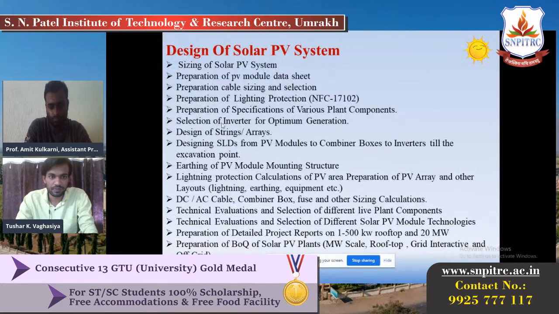So that is the lightning protection, and some of the specification requirements of the various plant components, also selection of the inverter, which type of inverter is based, either a string inverter or a central inverter. String and central come into the picture whenever your power plant is utility scale, right? But if it is a household, there is only a string inverter, right? Then the designing of strings and arrays, as I already told you, either you need to connect the modules in series or in parallel. It depends on your requirement, right?